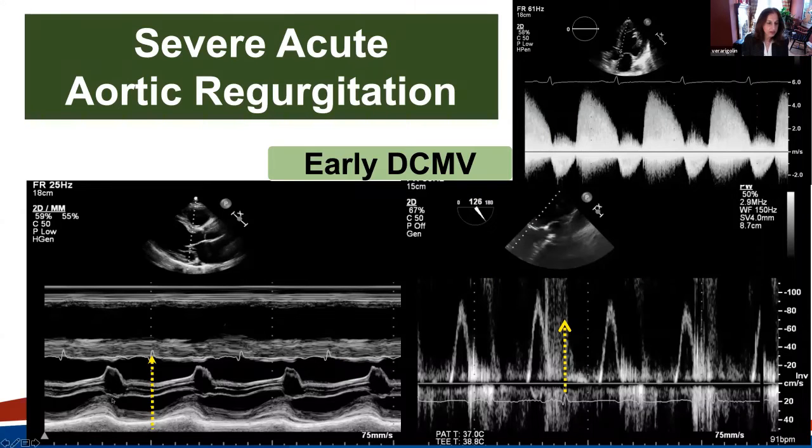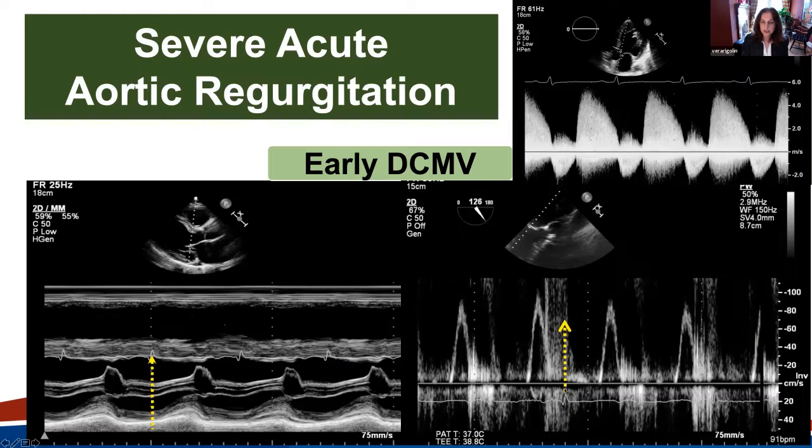So here is an M-mode tracing showing the mitral valve opening. And as you recall from a normal M-mode tracing, the mitral valve should be open and then close right around the R wave of the EKG. And you see that the mitral valve here closed very, very early, much before that R wave.